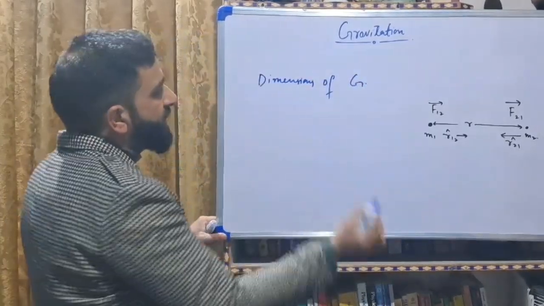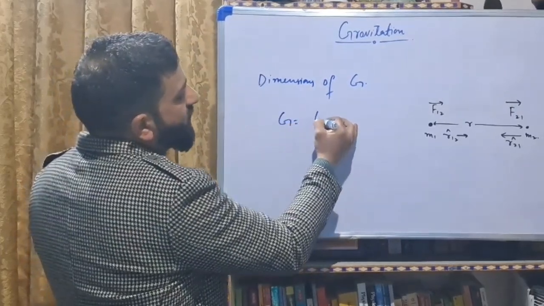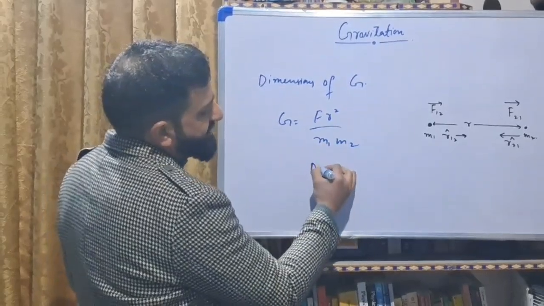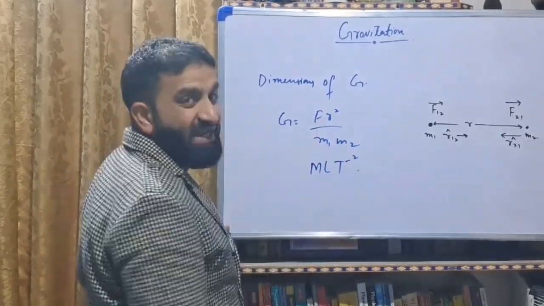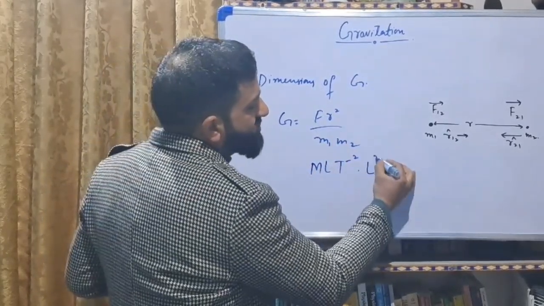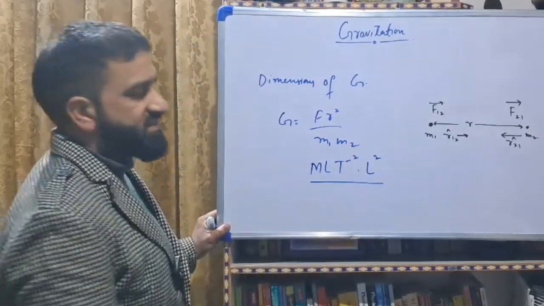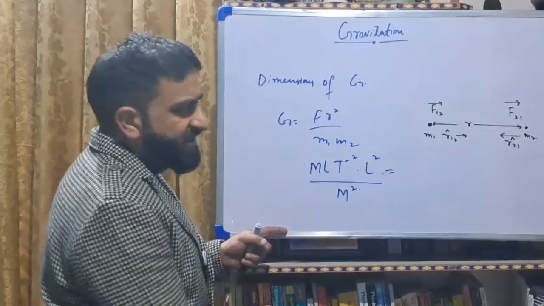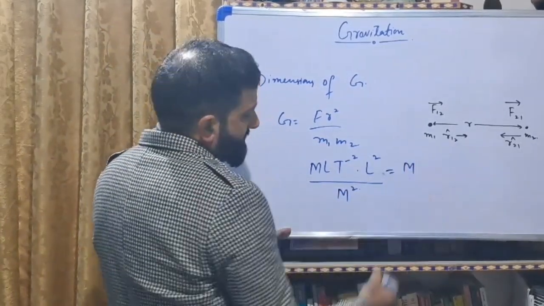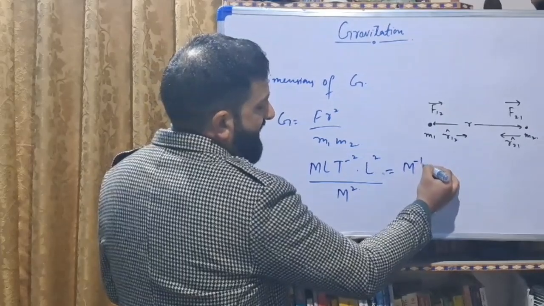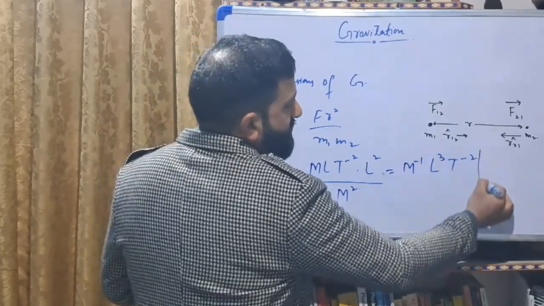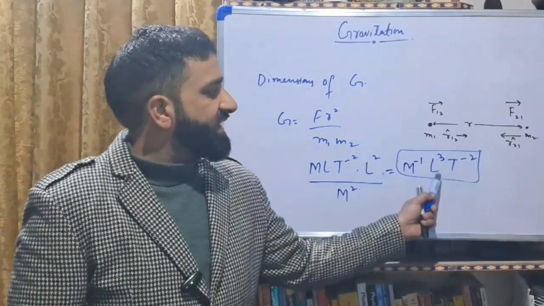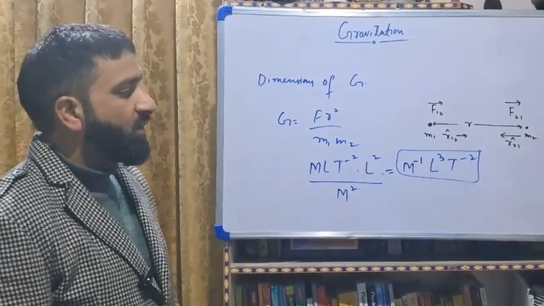Dimensions of G. Again, G is equal to F r square divided by m1 m2. The force has dimensions of M L T to the power minus 2. The distance has dimensions of L, that is L square. And the mass has dimensions of M, that is M square, because it's a product of two masses. Simplifying it, it comes out equal to M to the power minus 1 L cubed T to the power minus 2. So the dimensional formula of gravitational constant is M^-1 L^3 T^-2.